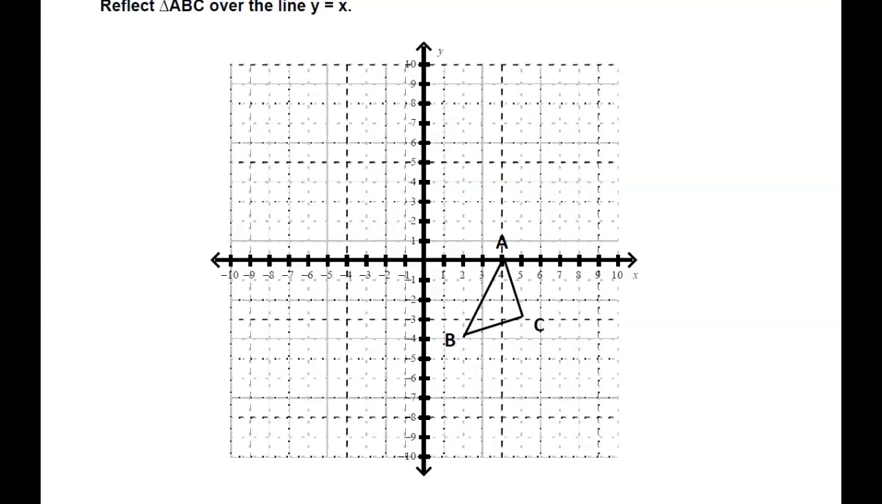You'll see what I want you to do is a reflection. We're going to take triangle ABC and reflect it around the line y equals x. So the line y equals x, if you remember, has a y-intercept of 0 with a slope of 1. So what that would mean is the y-intercept is 0. We're going to go up 1, right 1, up 1, right 1, up 1, right 1. Or we can go down 1, left 1, I suppose, and create this line.